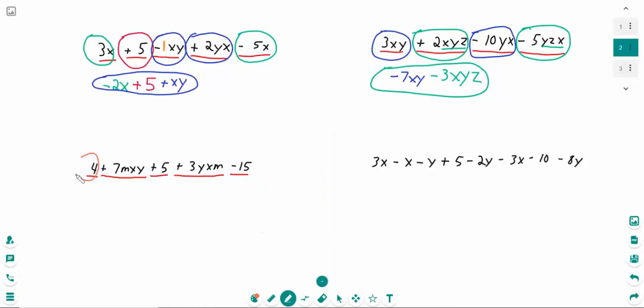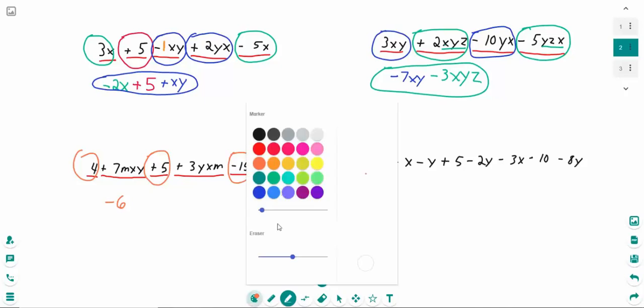So we start with this one. We have a 4, so it's just a coefficient all by itself. Do we have any other coefficients all by themselves? Well, yes, we do. We've got one here. We've also got one at the end. So we can add all 3 of those together. 4 plus 5 is 9. 9 plus a negative 15 is going to be a negative 6. So we have a negative 6 for those like terms.